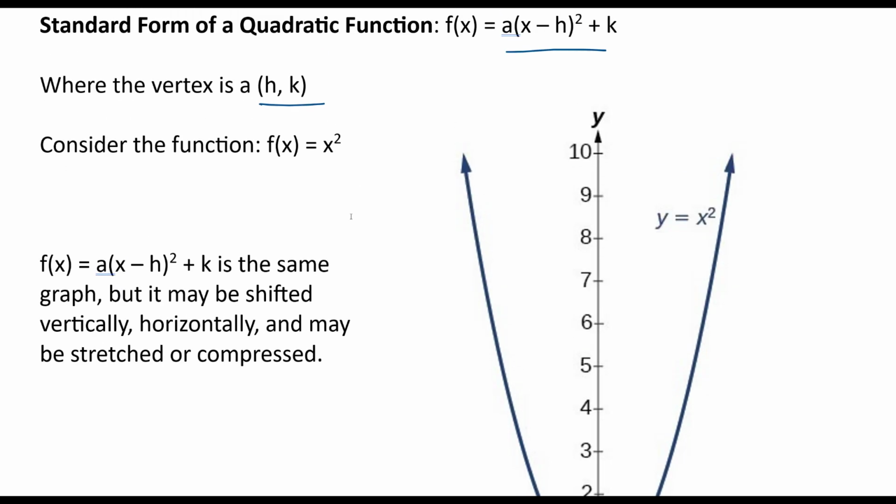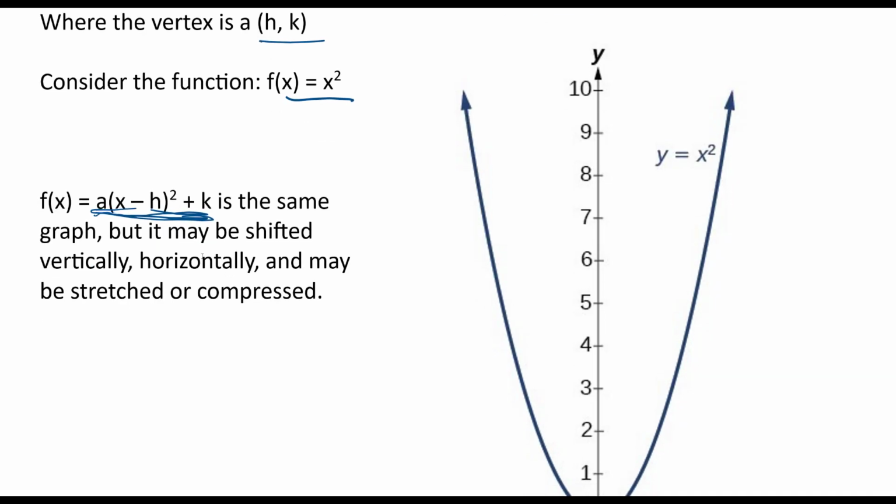Now, consider our basic function f of x equals x squared. We're going to talk about how this gets moved around. And given different values, this format is going to shift it around. So f of x equals a times x minus h squared plus k is the same graph, but it might be shifted. It might be shifted vertically, horizontally, and it could be stretched or compressed. It could even be flipped if you had a negative leading coefficient. But we're following all the same rules about transformations of functions here.